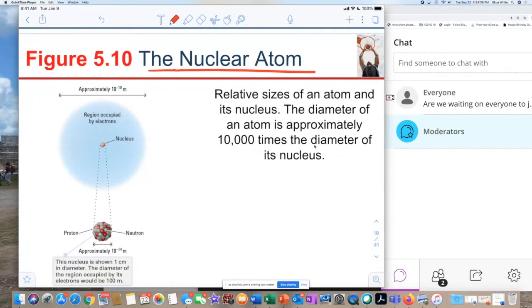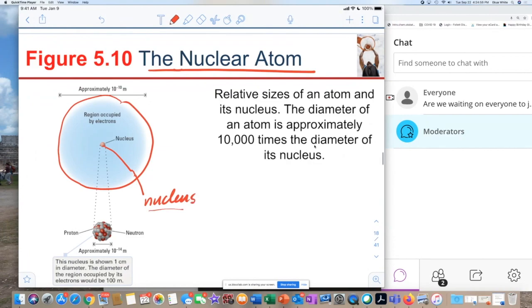Okay. So here is Rutherford's model. You can see right there you have a nucleus, and then he's saying this whole huge empty space inside the atom is occupied by the electrons. And so here we have the nucleus.